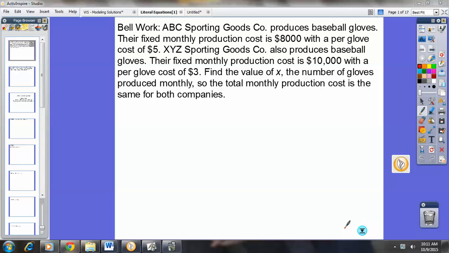Please title your notes, literal equations. Literal equations. Today is October 9th.